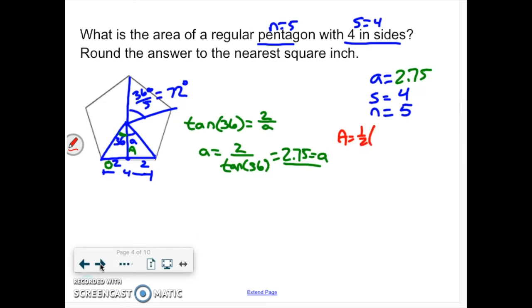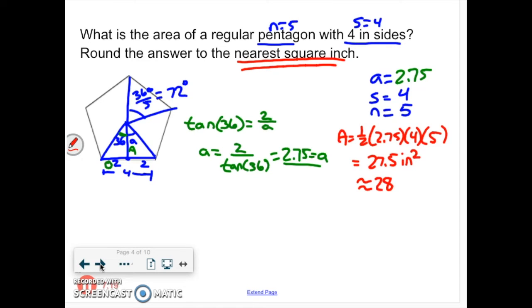So we have 1/2 of 2.75. They gave us the side length of 4 and the number of sides, which is 5. So after the calculator step, we're at about 27.5 square inches. They did say round to the nearest square inch, so we are going to round that up since it's closer to 28 than it is 27.